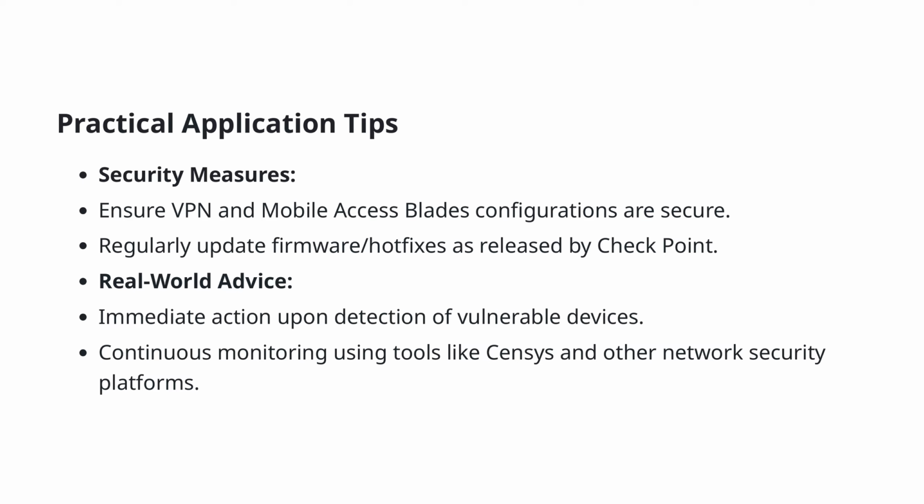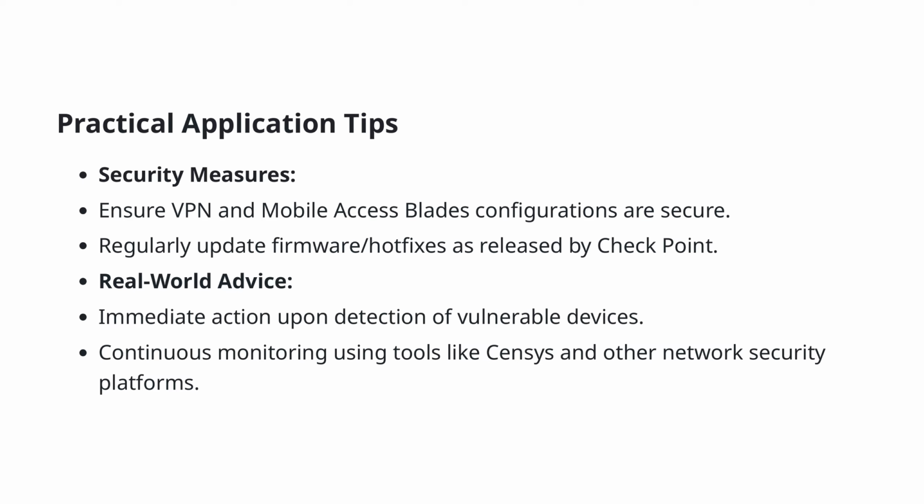vulnerabilities. In this slide, we're going to dive into some practical application tips that you can implement to enhance security and protect against vulnerabilities, particularly with respect to the Checkpoint Quantum Spark Gateway, CVE-2024-24919. First, let's discuss some crucial security measures. Ensuring that your VPN and mobile access blades configurations are secure is essential. This can prevent unauthorized access and potential breaches. Regularly updating your firmware and applying hotfixes as soon as they are released by Check Point is equally important. Staying current with these updates can patch vulnerabilities before they can be exploited.